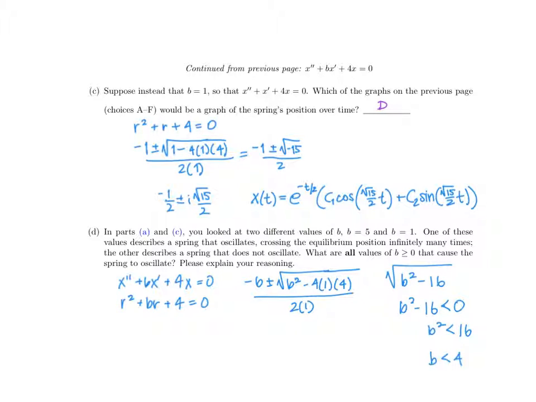So b has to be less than 4 in order to trigger these complex roots that will create the need for a general solution that involves oscillating functions, but also b has to be greater than or equal to 0, I should say, in order for it to even model spring motion. So our final answer is that b has to be greater than or equal to 0 and less than 4. That looks kind of like a 9. I apologize. 4. There we go.